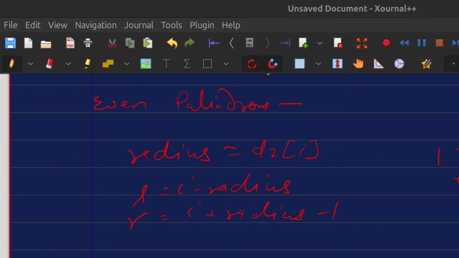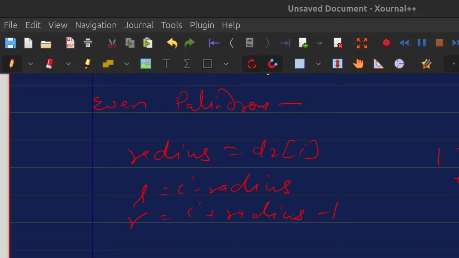Okay, or we can replace R with -1. I will tell you why. Okay, then for int i equal to 0, i less than n and i plus plus here. What we do?